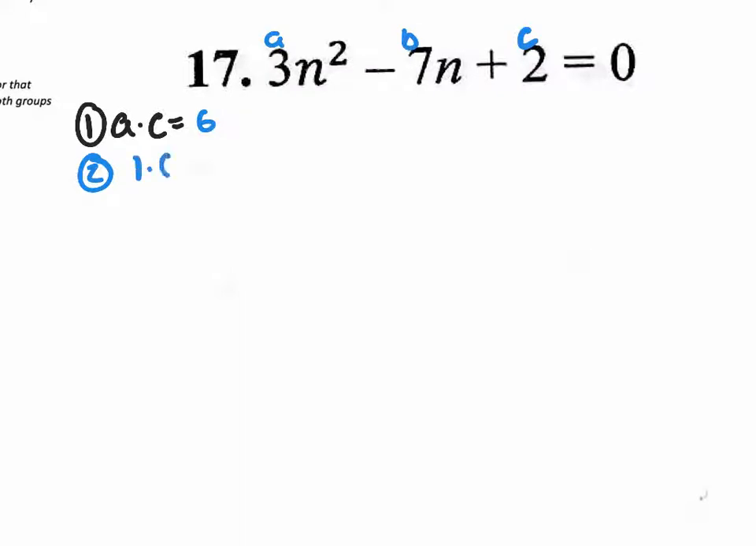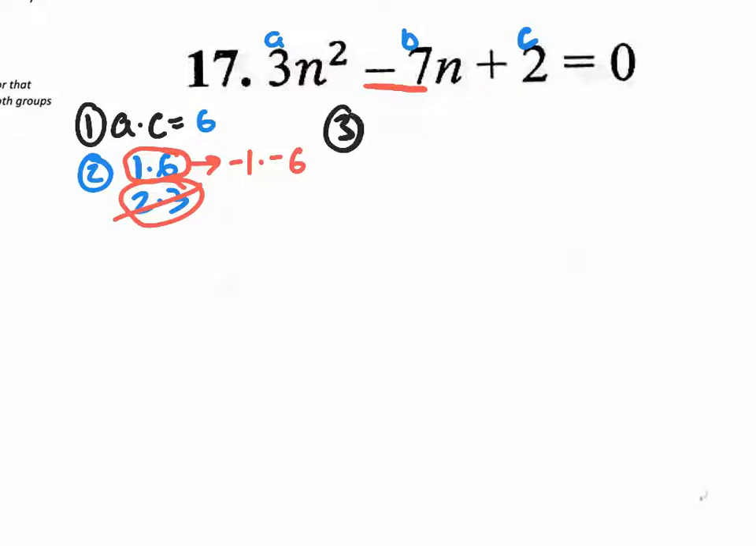Now we're going to think, step 2, think of the multiples of 6. It's either 1 times 6 or 2 times 3, that combine together to give you the middle value b. So the middle value is negative 7. So if I combine 2 plus 3, I get 5, which means that 2 and 3 is not the pair of numbers I want. If I combine 1 plus 6, I get 7, and that's great, but I want it to be a negative 7, so I need to change the signs. Negative 1 times negative 6. Okay, so that was step 2.